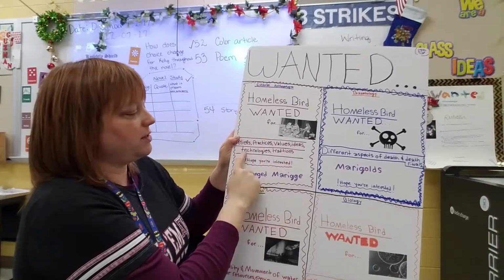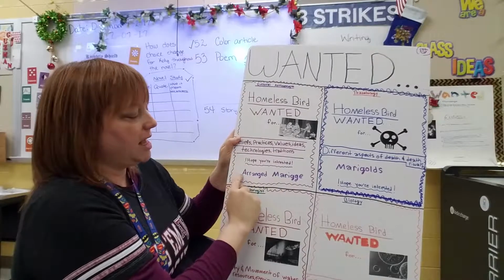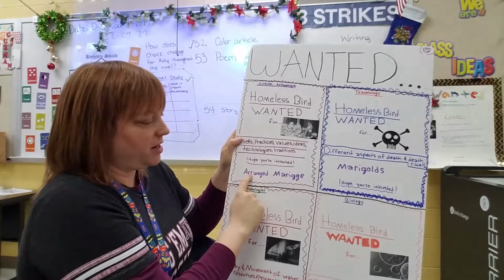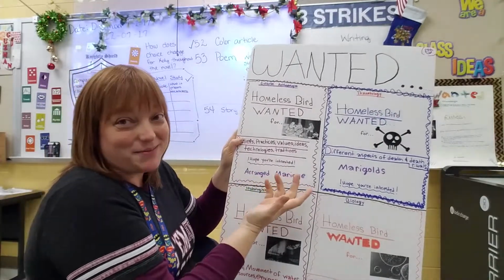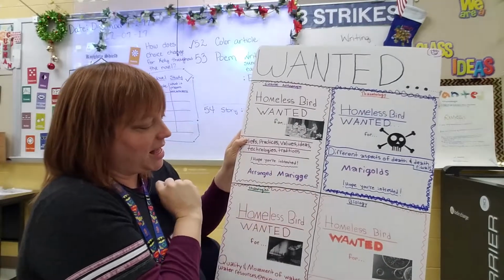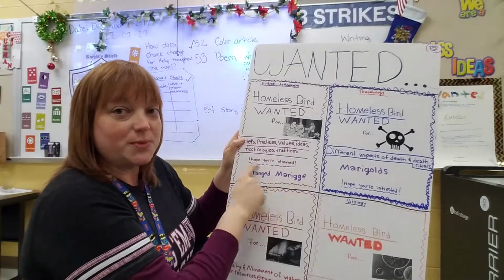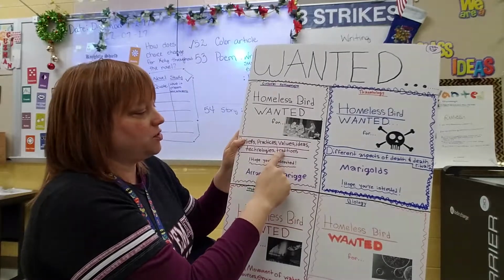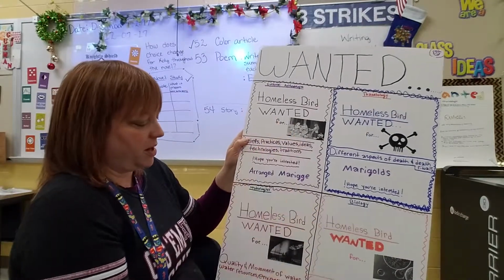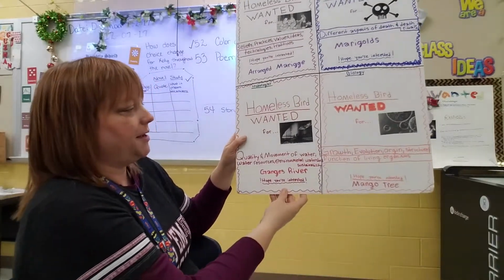For this one, for the cultural anthropologist, Homeless Bird, and here's the women getting ready for a wedding: beliefs, practices, values, ideas, technologies, and traditions. And this one, they talked about arranged marriage. The spelling is not great, but they're 6th graders and we work on it. So they knew that there was arranged marriage in the book, that was a tradition and a ritual that the anthropologist would want to go.